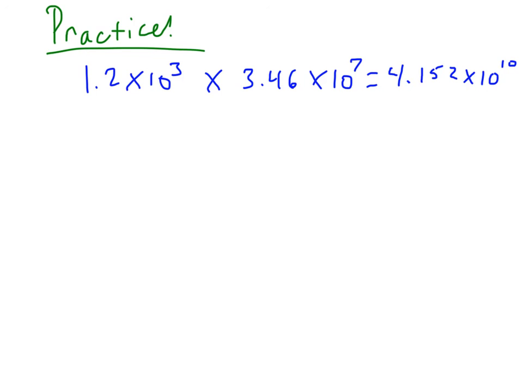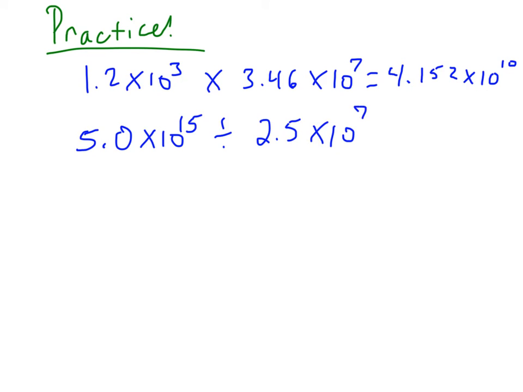If you didn't get that right, then go back and review what we just watched and see where you missed. Try this next one. What if we have 5.0 times 10 to the 15th divided by 2.5 times 10 to the 7th? Try that one. I'll put the answer on the screen in just a second. Okay, we get 2 times 10 to the 8th.